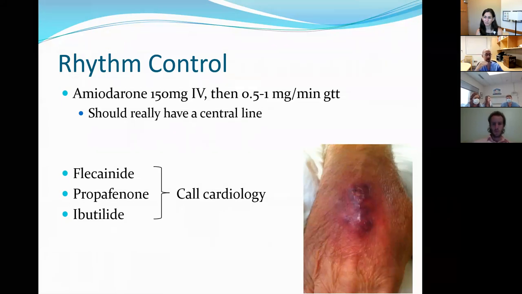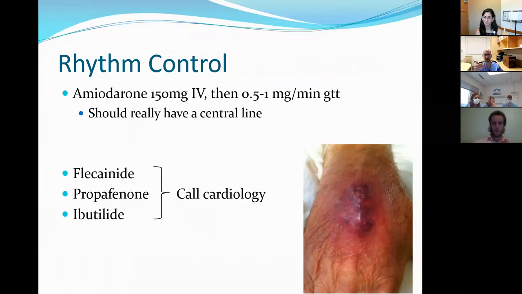But if someone's going at 180 beats a minute and they're not feeling it, but they're going that fast, I'll do a drip. I don't have a hard cutoff number to say, but what I would say is, yeah, you can do orals if it's on the lower end of the rapid rates, and IVs if it's on the higher end. And again, if someone's really having symptoms, I'm going to be a little bit more likely to go with IV versus orals.